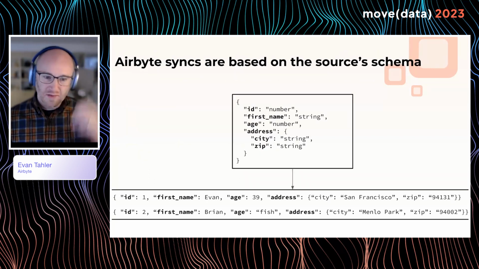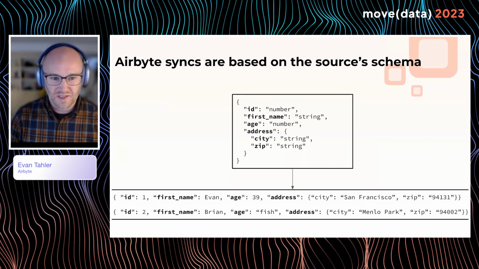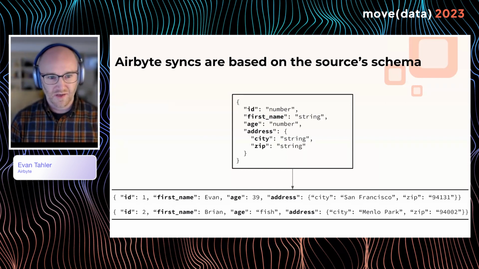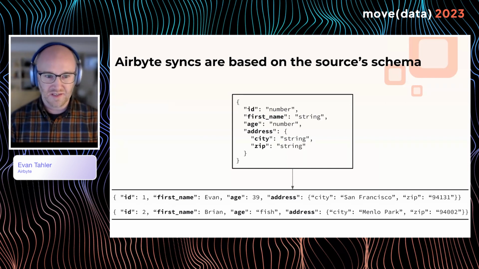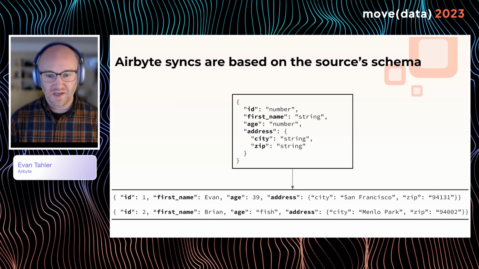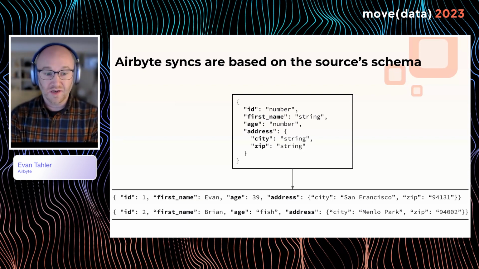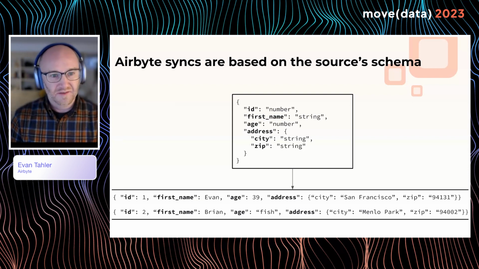So let's talk about how Airbyte moves data. We have a schema that we get from the source. So in this example, it's a users table, ID, first name, age, and then address as a sub-object. And we serialize data into JSON and move it through Airbyte. In this example, you can see user 1, Evan, is pretty reasonable. And user 2, Brian, here, has a weird value for age. And this will be important later because often we have sources that emit improperly typed data.